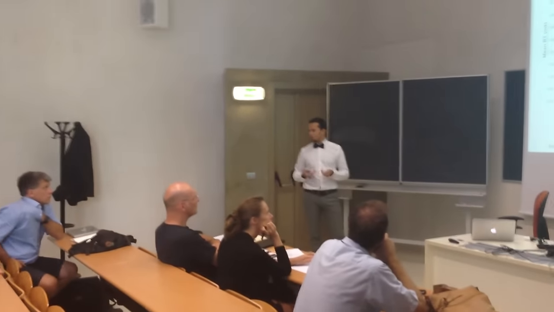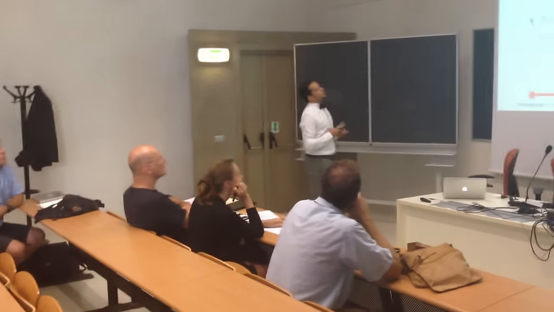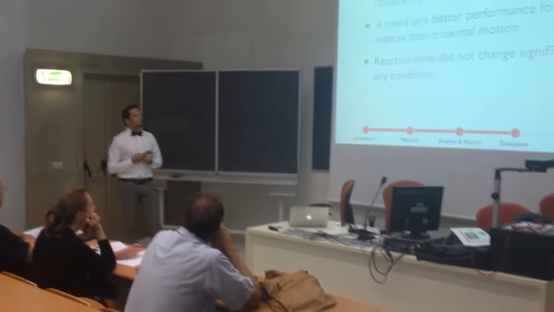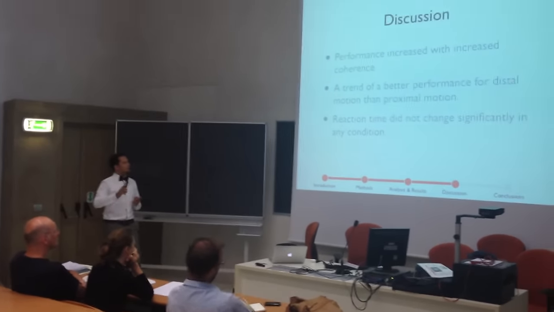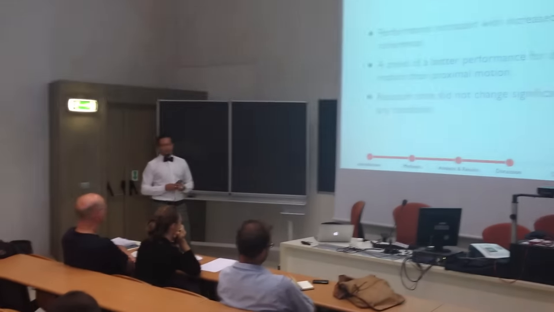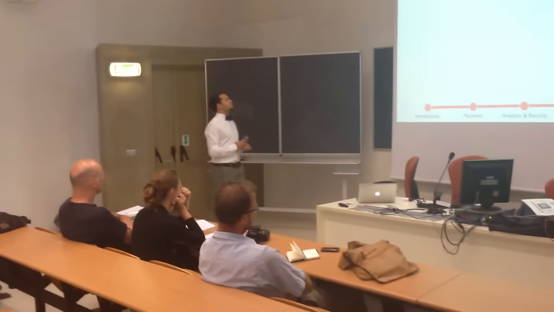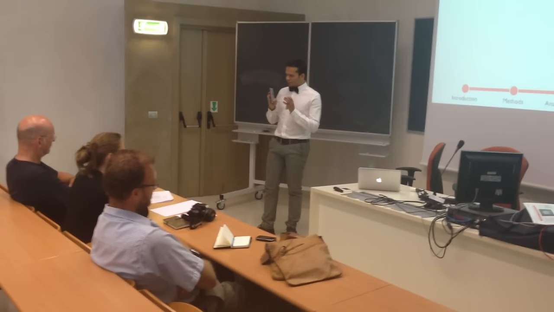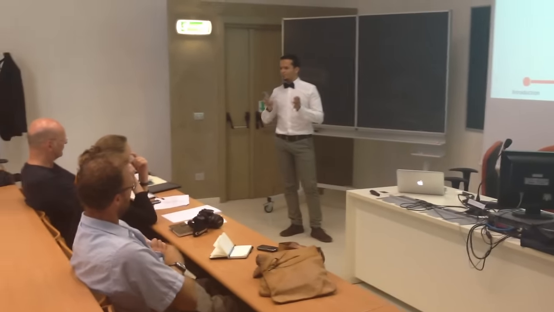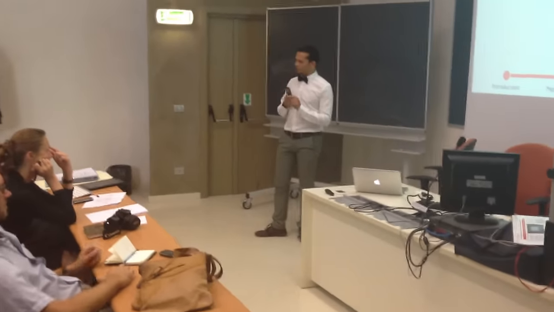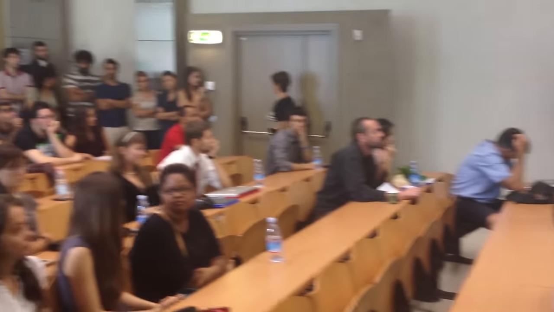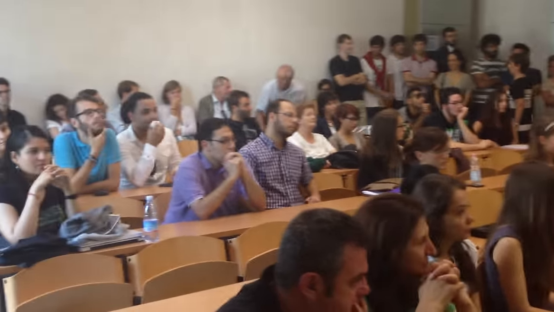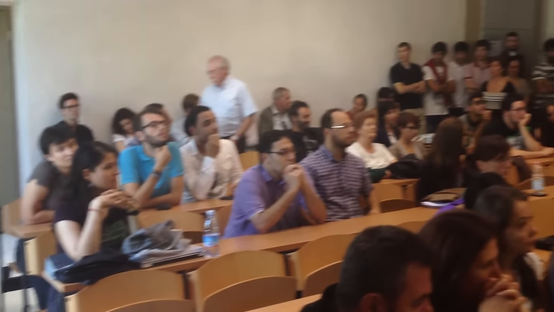I will talk about why reaction time might have been like this. So we concluded from this that the performance increased with increased coherence, a trend of maybe better performance for distant motion than proximal motion, and reaction time did not change significantly in any of my conditions. What can be improved? The design of the experiment didn't allow us to get really good reaction times because the stimulus was presented for 1 second, and although the subjects were instructed to respond as fast as they can, they always waited. This is what people did. They always waited till the stimulus finished, and then they provided the response shortly afterwards.